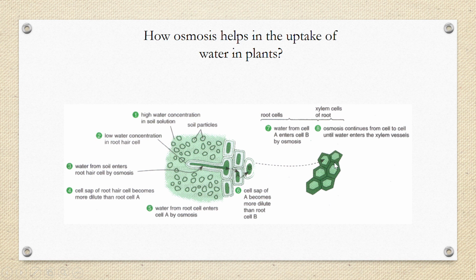Eventually, water from A enters or diffuses into cell B by osmosis, and osmosis continues from cell to cell until the water diffuses into the xylem vessels. Okay, you still remember xylem? Xylem is responsible for transporting water and mineral salts. So that is how water can continuously diffuse into the plants, and this is how osmosis plays a role in helping the uptake of water in plants.